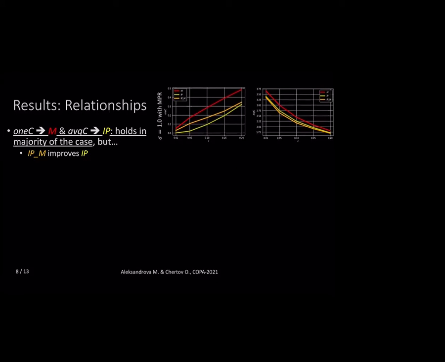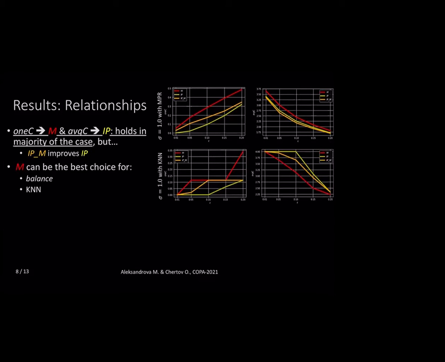Now we'll discuss the relationship that we observed in the dataset. For the majority of the cases, we indeed confirmed the relationship that was observed in the original study. That is, margin resulting in higher values of 1C and inverse probability, presented as a yellow line, resulting in lower values of average C. Additionally, as expected, the IPM approach can be considered as an improvement of IP, resulting in the lowest values of average C and middle values of 1C.